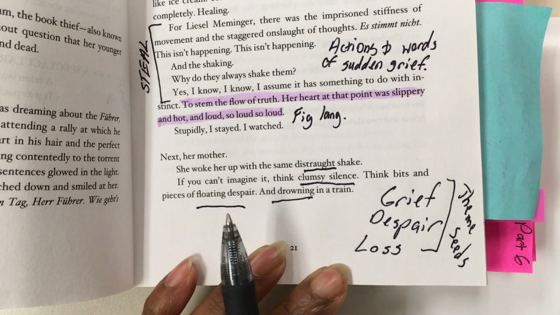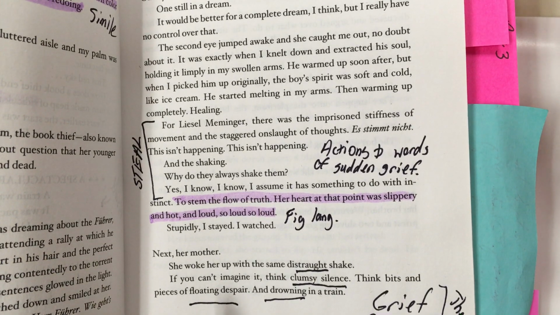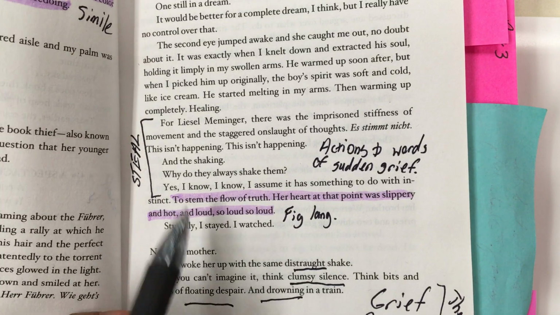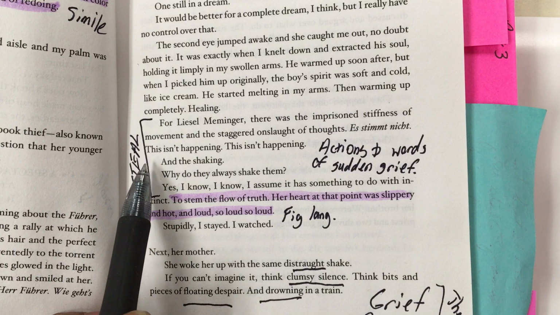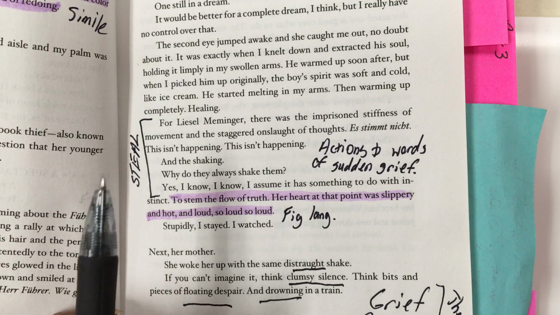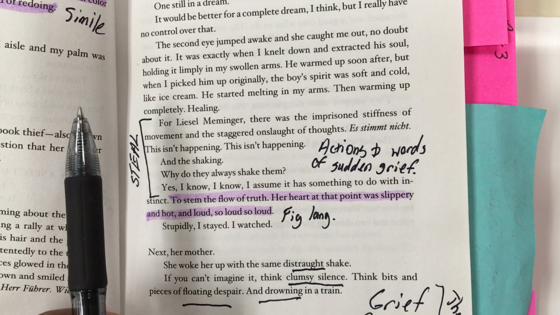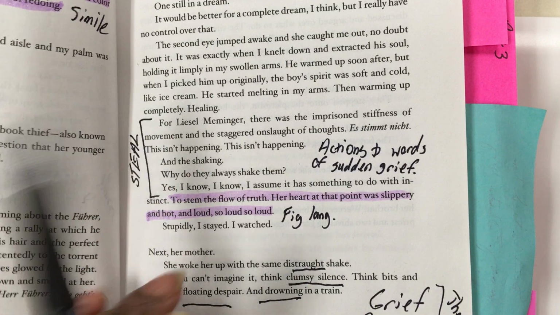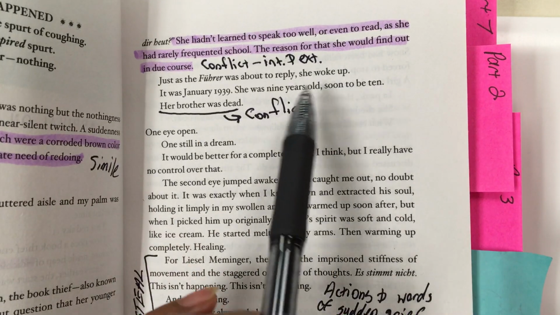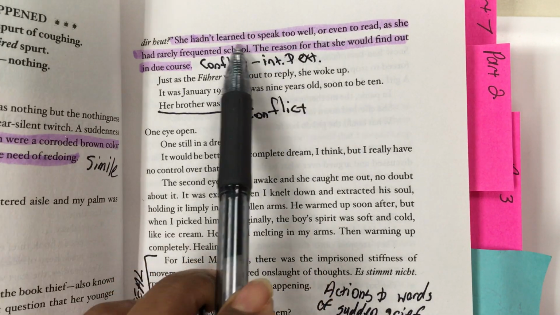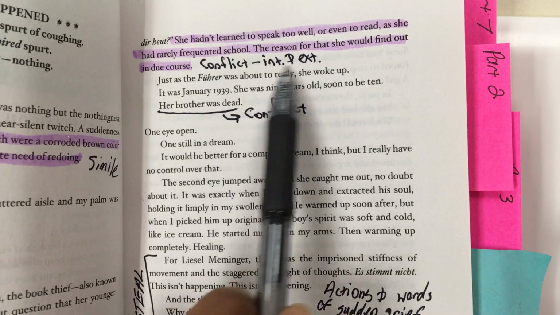So as we move through part 1, I want you to be on the lookout for these things, for these steel traits, what Liesel does, what she says, the effect that she has on others, her actions. Same thing with other characters. Pay attention to how those steel traits affect the story. Look for those conflicts. For example, keep an eye out for this conflict here, where she can't speak too well, she can't read very well. Keep an eye out for how this conflict develops as we move through part 1.